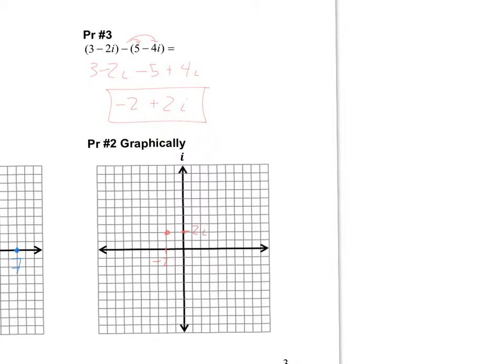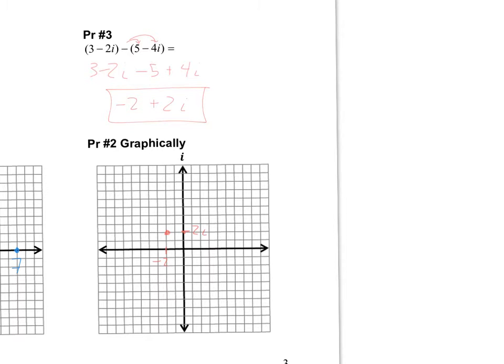Okay, so the first thing that hopefully you saw is that this was a negative sign. It was subtracting, not adding. But no big deal. We've done this before. You just distribute that negative, and you end up having negative 5 and positive 4i. So you combine your like terms. 3 and negative 5 make negative 2. And negative 2i and positive 4i make positive 2i.